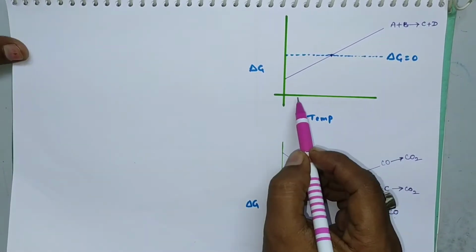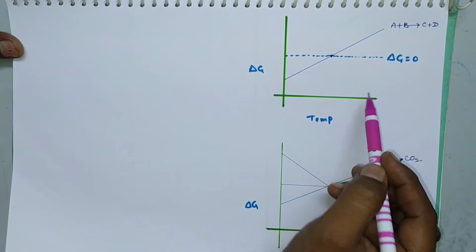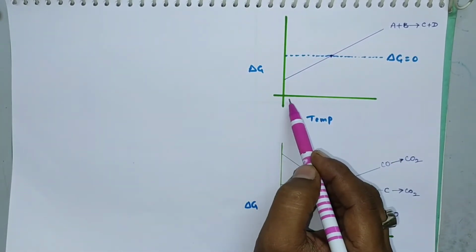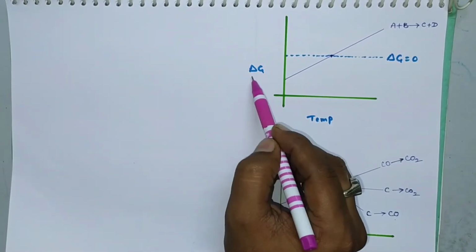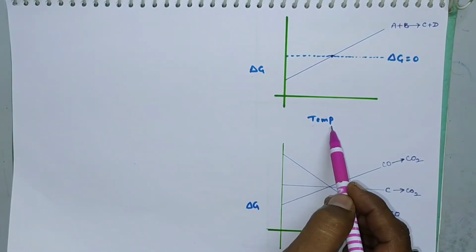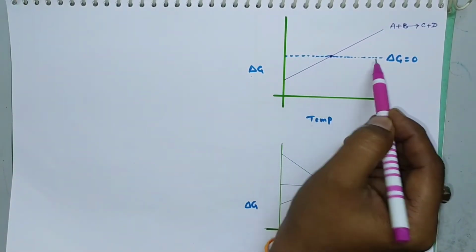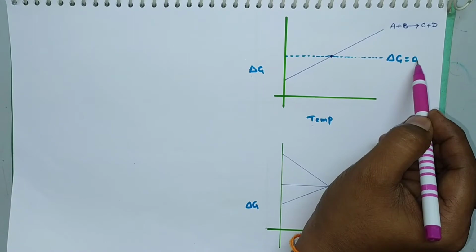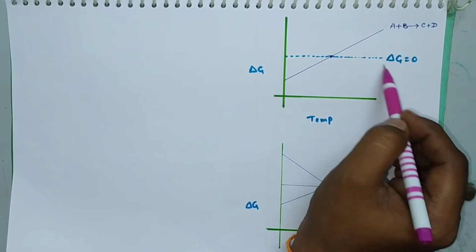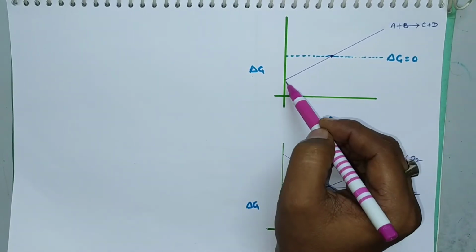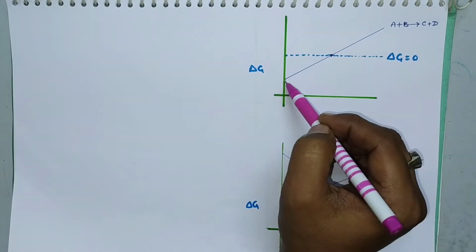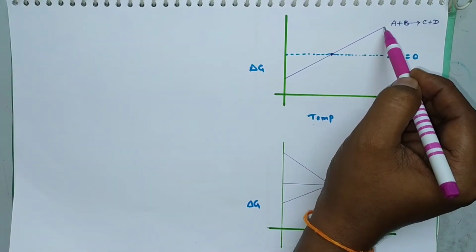Now let us take an example. Here in this example, the graph represents the variation of Gibbs free energy, delta G, with respect to temperature. Along this curve, the delta G value will be equal to 0. That means this represents an equilibrium condition. As the temperature increases, the Gibbs free energy increases in this way.